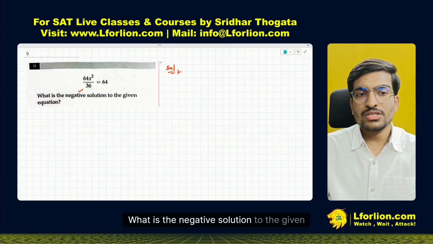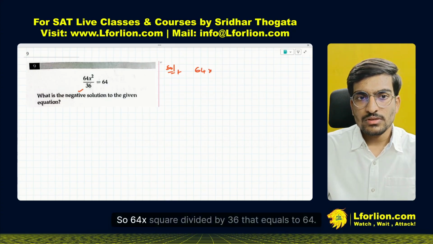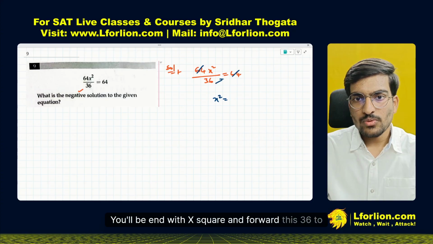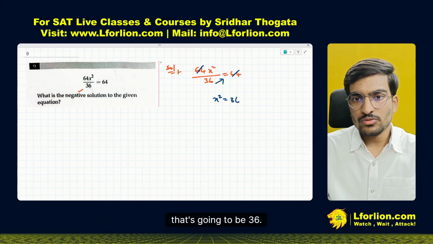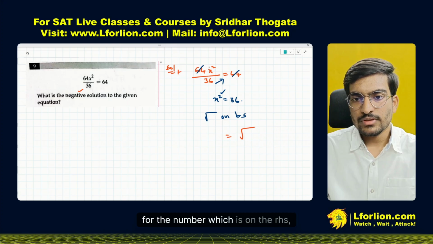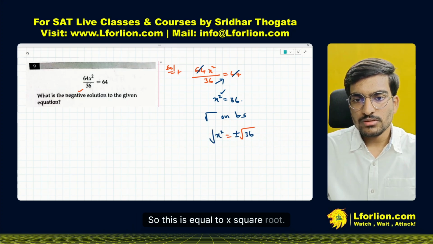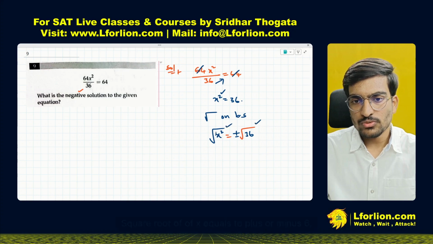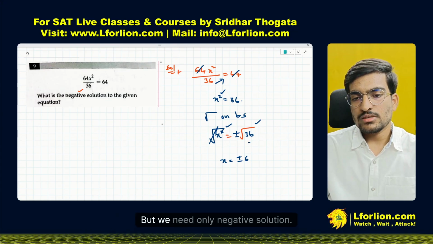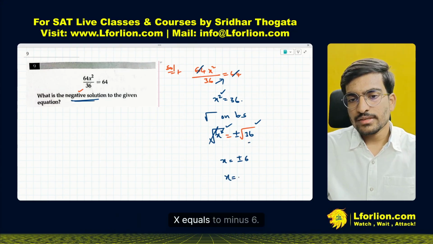64x square by 36 equal to 64. What is the negative solution to the given equation? So 64x square divided by 36 equals 64. Just directly cross out the 64 and 64. You'll be left with x square, and move this 36 to the RHS. That's going to be 36. So a square is there. Apply square root on both sides to remove it. Whenever you apply square root on both sides, for the number on the RHS, just give positive or negative value. So x equals plus or minus 6. Root 36 is 6, but we need only the negative solution. x equals negative 6.